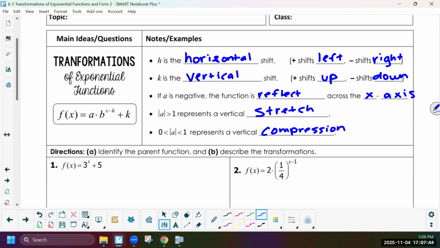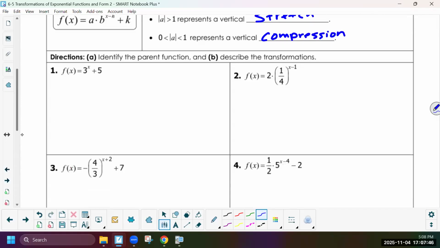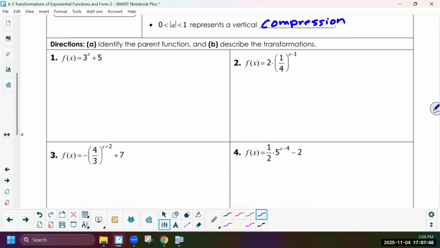Okay, so in the next section, we are going to identify what is the parent function and describe the transformations. This is important because the base of the exponent is part of the parent function. It's not going to be part of the transformation. You'll see what I mean once we get into this. So part A for each one, we're going to identify the parent function. So looking at this, what is the part that's affected by the exponent? That's f of x equals 3 to the x. That's what the original in this one looks like.